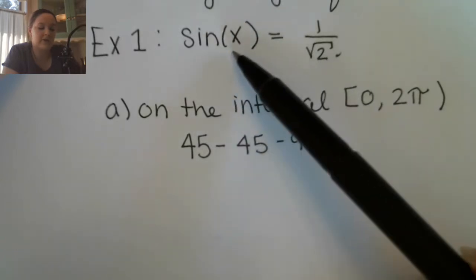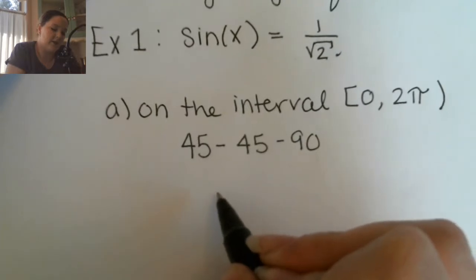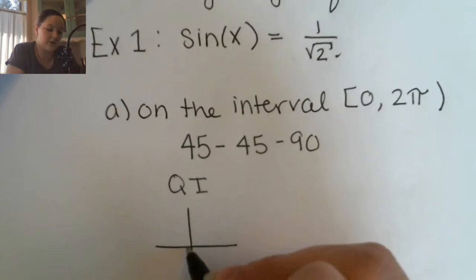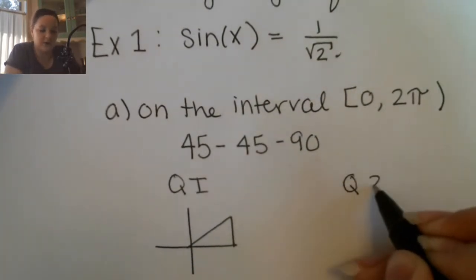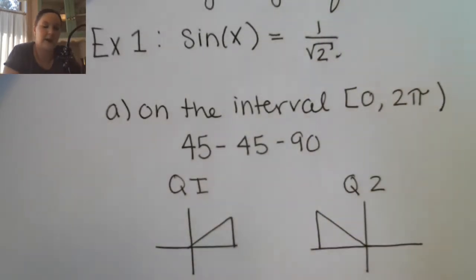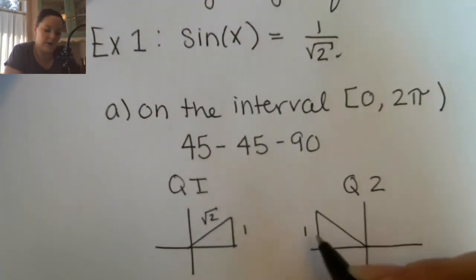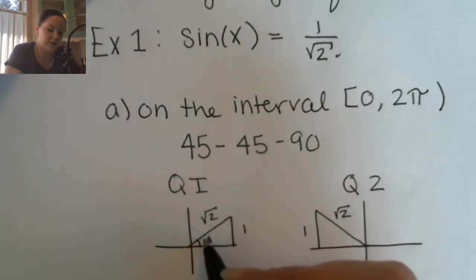Here I have sine is a positive value. That means that I'm either in quadrant 1, and I'm going to draw my little triangle in quadrant 1, or I'm in quadrant 2. Again, I'm relying on your previous knowledge to know which quadrants have positive sine. So this would be 1 and root 2. Now my reference angle I know is pi over 4.